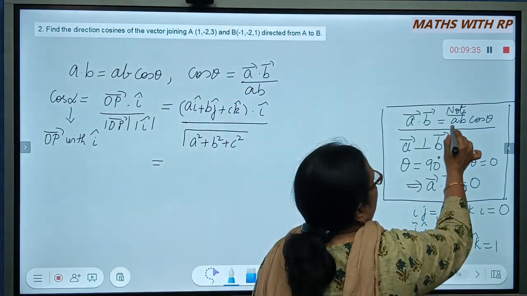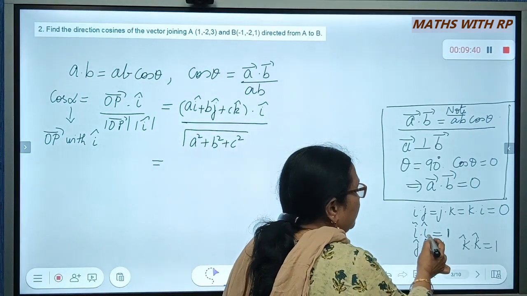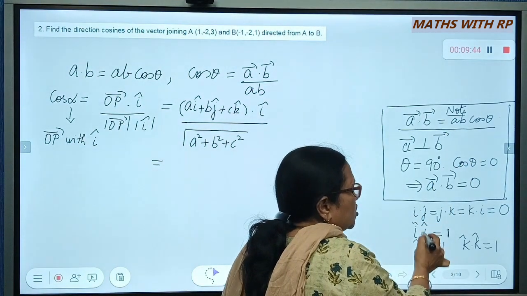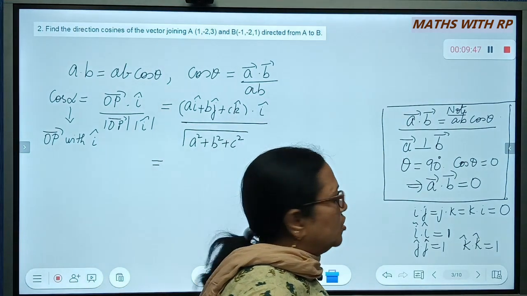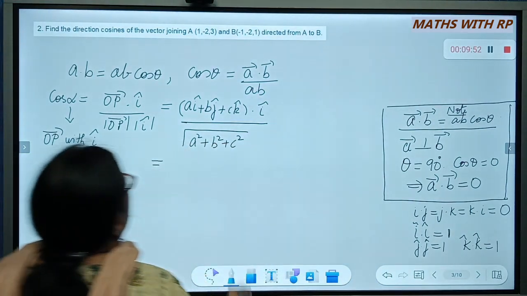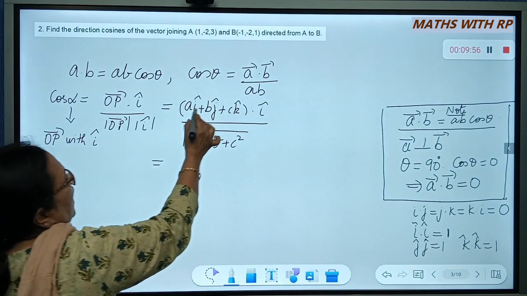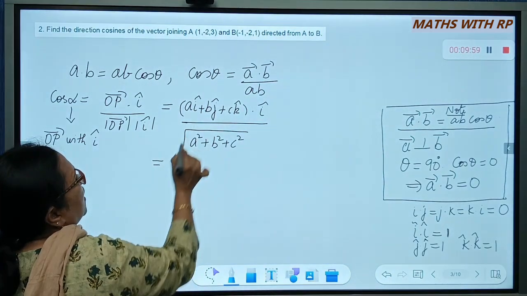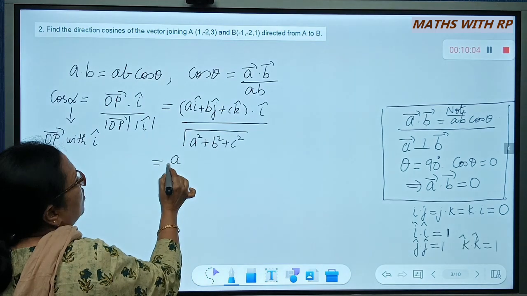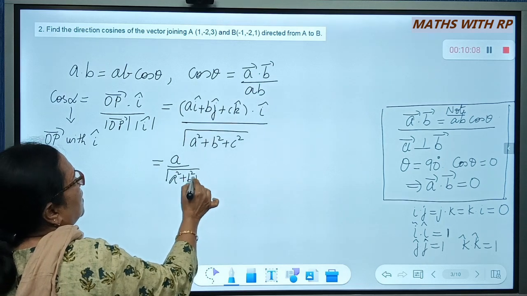By the definition of dot product, A dot B is AB cos theta. So, i dot i will be the length of i, which is 1, into the length of B, which is also i, so 1, into cos 0, which is 1. Same argument for j dot j and k dot k. So, now when I take the dot product, what will I get? i dot i is 1, so I will get a. But all the other terms will become 0 because j dot i is 0, k dot i is 0. So it will be a by root of a square plus b square plus c square.